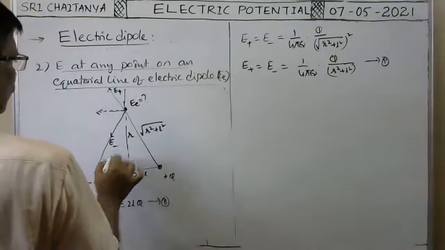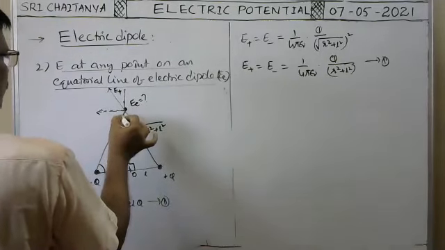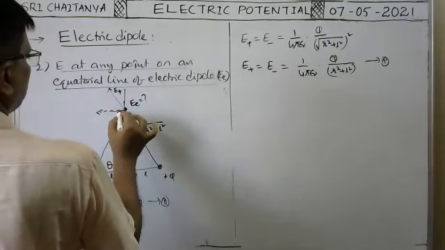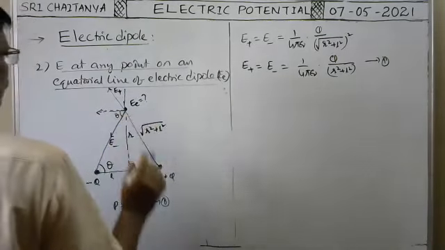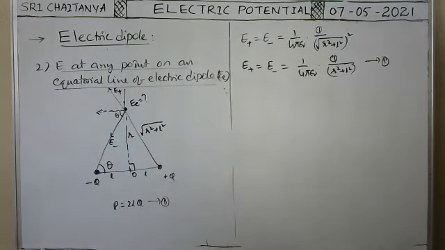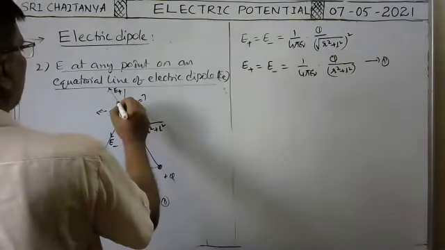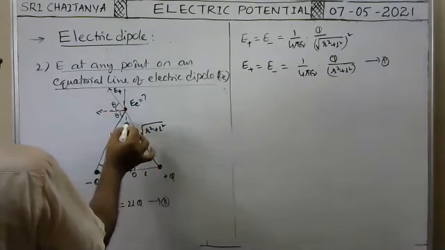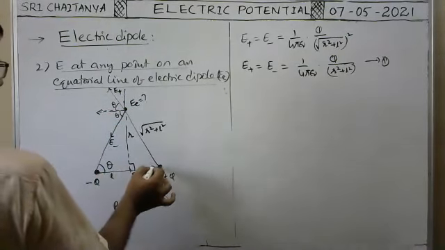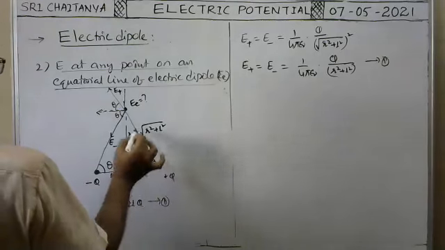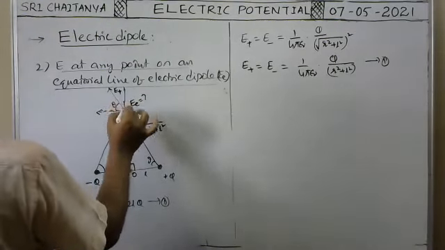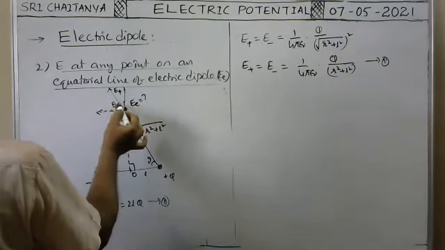If it is theta, this is 90 minus theta, and this is theta. This is also 90 minus theta, and this is also theta, because it is 90 minus theta. As the intersection of two lines, it is 90 minus theta. As these two are perpendicular, if it is 90 minus theta, then this is theta.